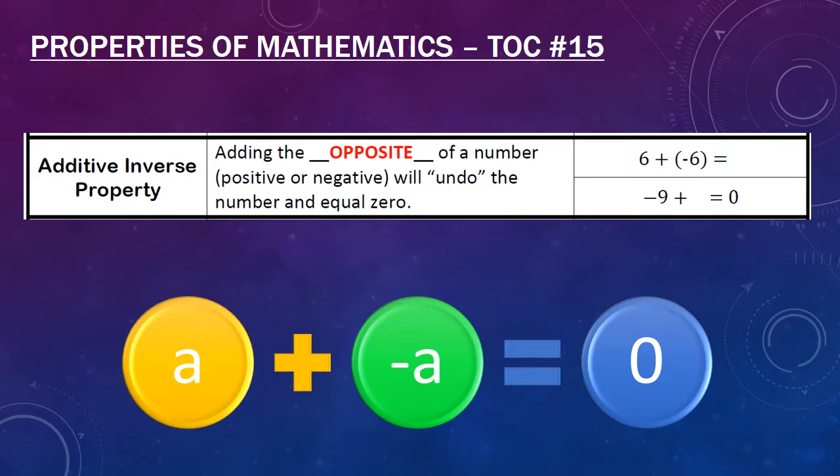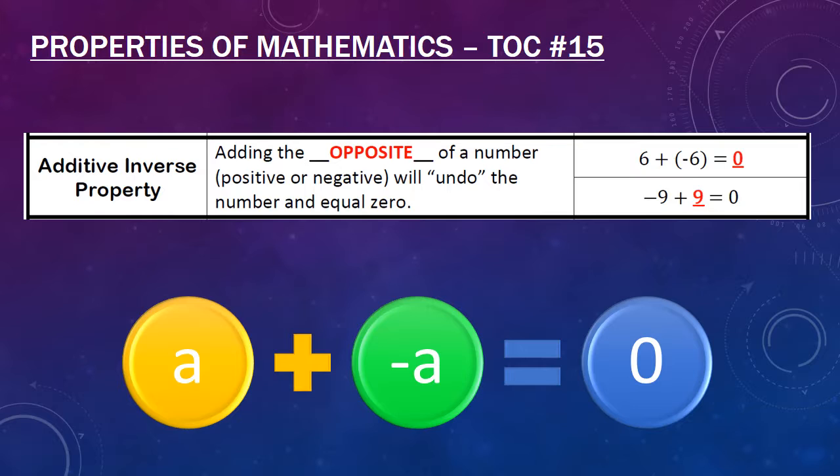We have 6 plus -6, and that's going to equal 0. If I have a -9 and I add a number to it, what number would I need to add to get 0? Well, the opposite of -9 is a +9, so it would just be +9.